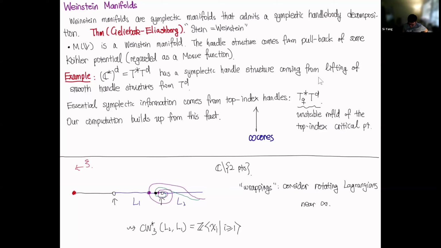And here it has a multiplication where x1 times x1 should be x2, and x1 times x2 should be x3, and so on. There is also a module structure, where you have an action of L1, L1 and here you have L2, L2 acting on this.